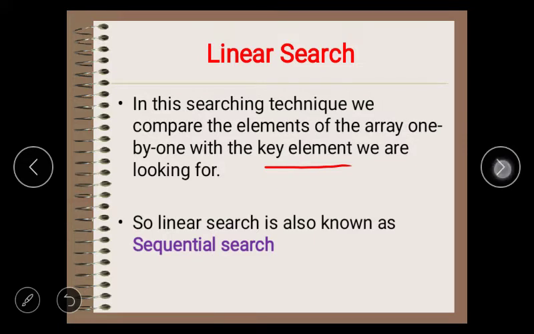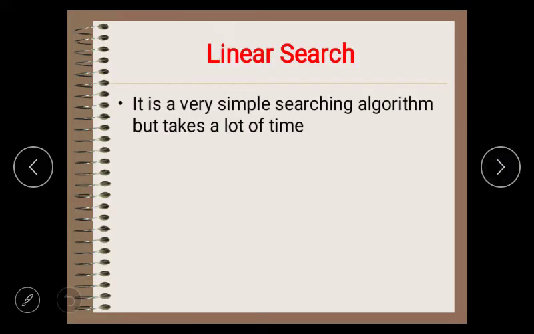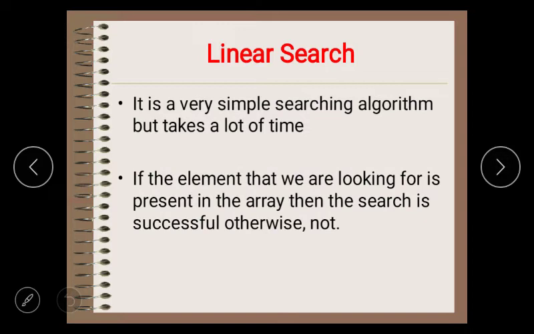It is a very simple searching algorithm, but it takes a lot of time. That is the main disadvantage of linear search. If the element that we are looking for is present in the array, then the search is successful. Otherwise, it is unsuccessful. Now we will see linear search with an example.